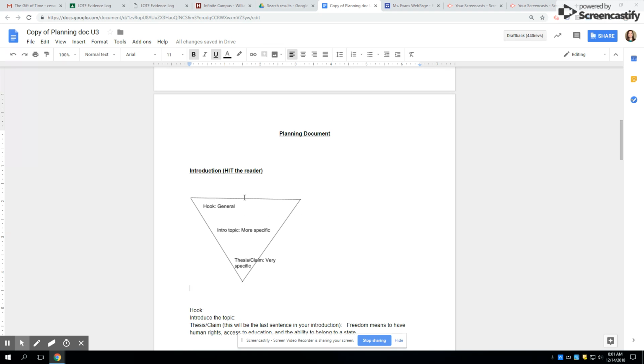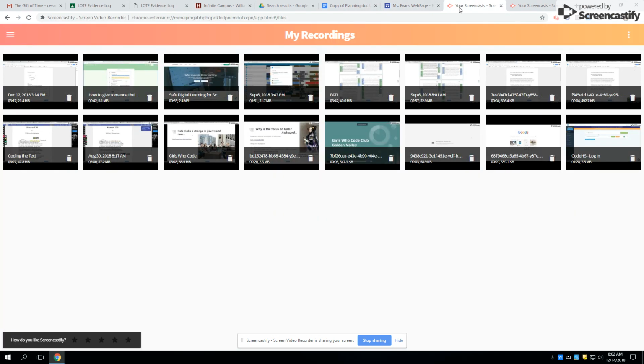After we hook the reader, we introduce the topic. We give them something a little bit more specific, maybe something they didn't know before. And then lastly, we give a thesis or claim, which is very specific. It's very narrowed down at this point. This is what the essay is going to be about. Let's go ahead and begin to build our introduction.